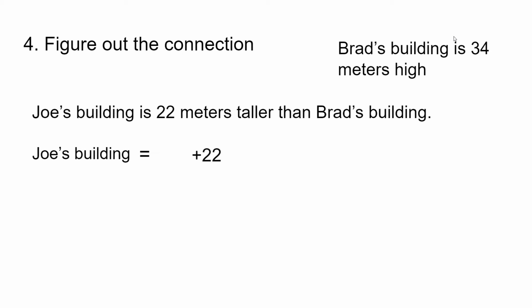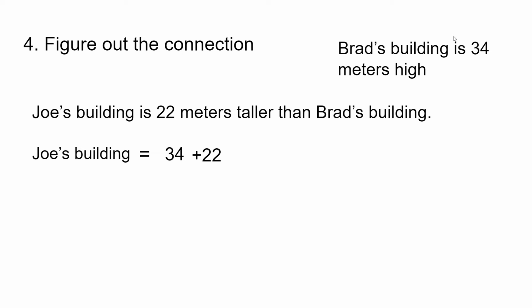And what are we adding 22 to? 22 meters taller than Brad's building. So we're adding 22 to Brad's building. And if we remember, Brad's building was 34 meters high. So we're adding 22 to 34. And now we have our equation. Joe's building is 34 meters plus 22 meters.